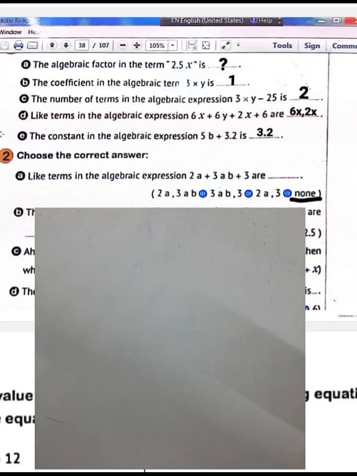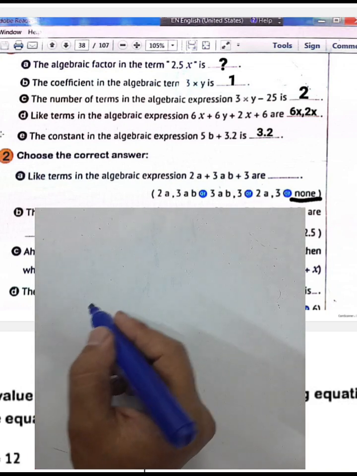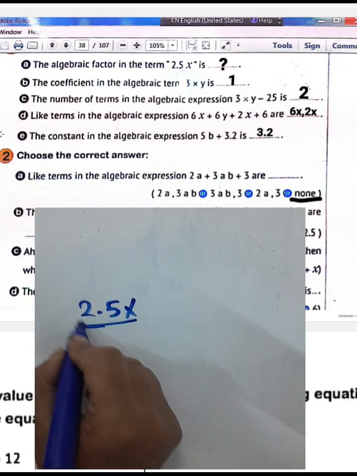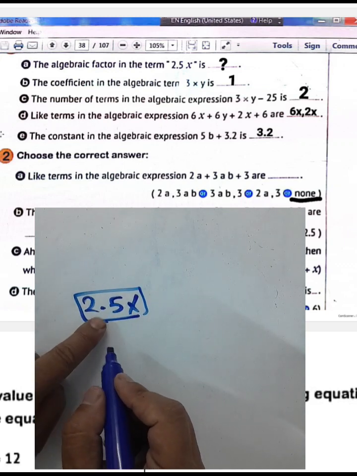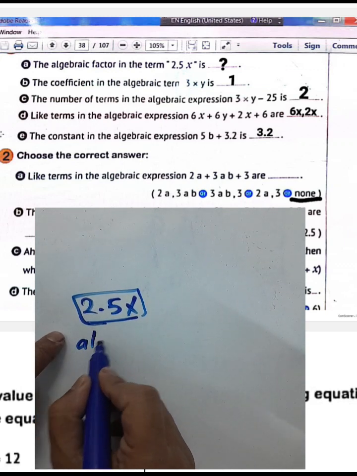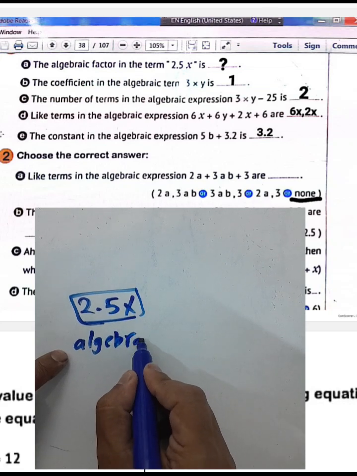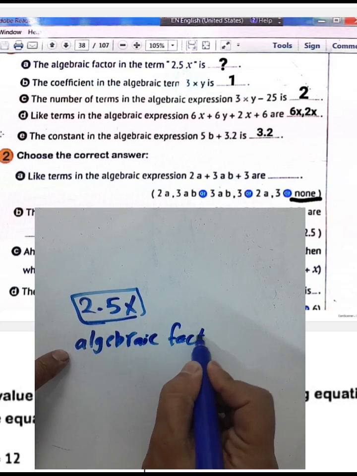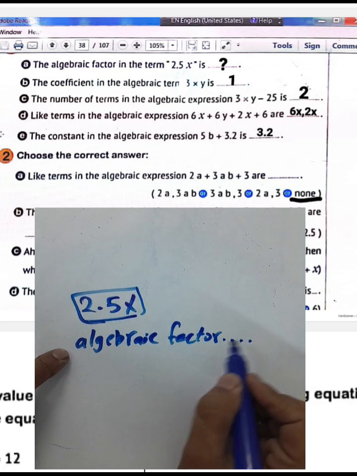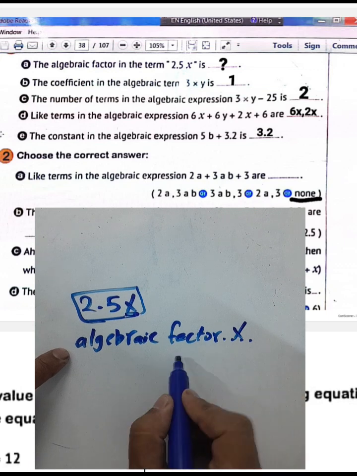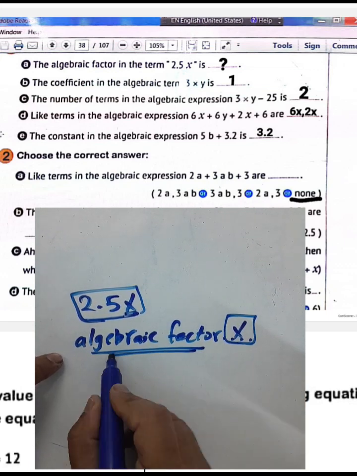2.5x. He asked about the algebraic factor. What about the algebraic factor? It means the letters. He gave us 2.5x and asked about the algebraic factor. Here, the algebraic factor will be x. X, we call it the algebraic factor.